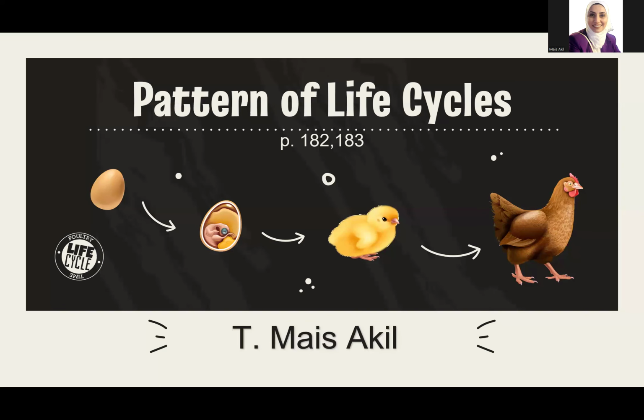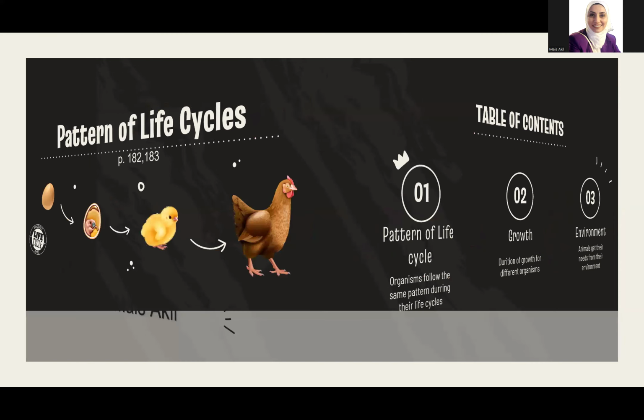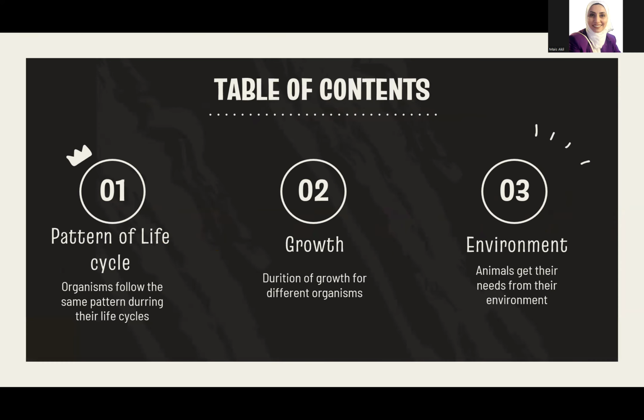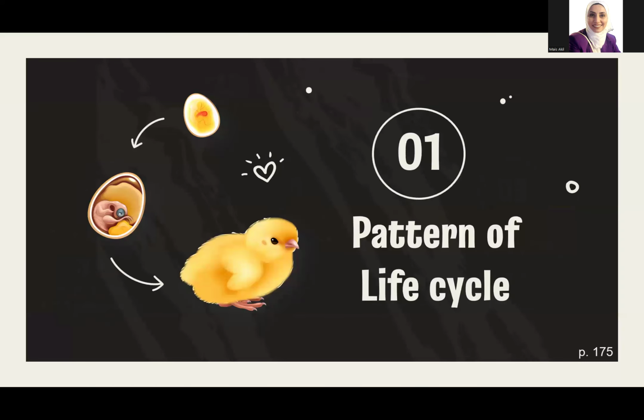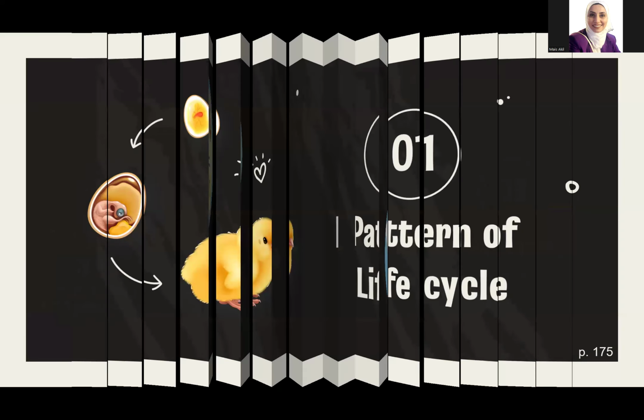Today, our lesson is about patterns of life cycles. In this lesson, we will study the pattern of life cycles. All organisms follow the same pattern during their life cycles. Then we will study growth, the duration of growth for different organisms. Then the environment. You know that all animals get their needs from their environment. So let's start with the pattern of life cycle.